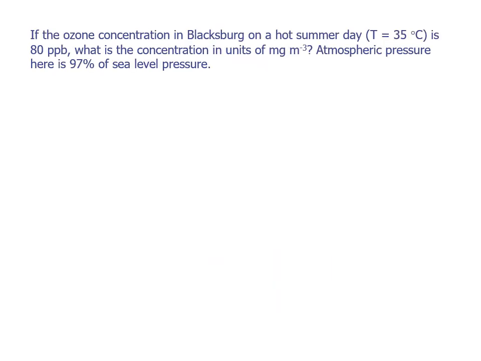In our second example problem, we are now given the ozone concentration in units of ppb. This is, again, a volume concentration or molar concentration, and we're asked to convert it to units of milligrams per cubic meter. And this is in Blacksburg on a hot summer day with a temperature of 35 degrees Celsius and atmospheric pressure of 97% of sea level pressure. So this is not standard conditions, and so we need to convert from Y, ppb, to C, milligrams per cubic meter.